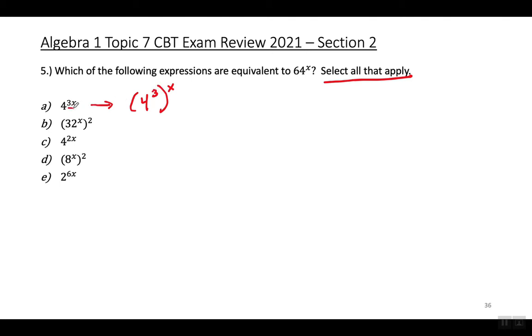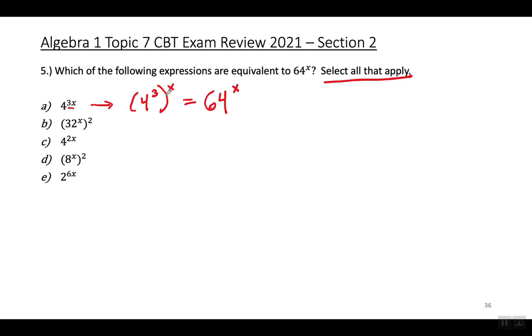Because if it's like this, I could just separate them like that, which allows me to work out 4 to the 3rd power is 64 to the x power. I'll say it again. So this is 4 to the 3x power, right? Remember that when you have an exponent raised to the power of another exponent, you just multiply them together. So like if I had this originally, I could rewrite it like that, and they both mean the same thing.